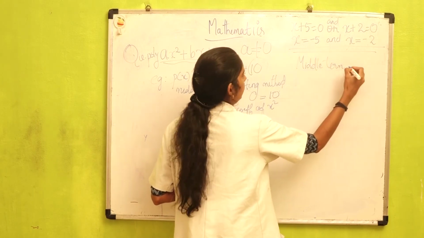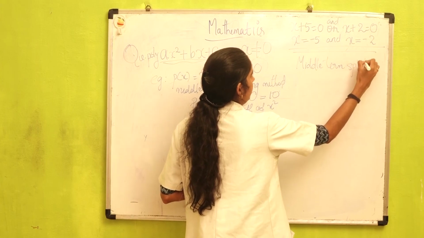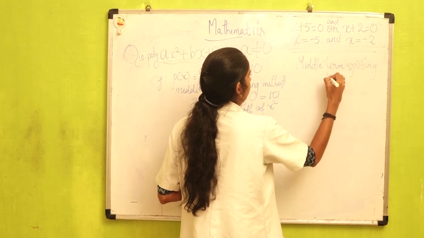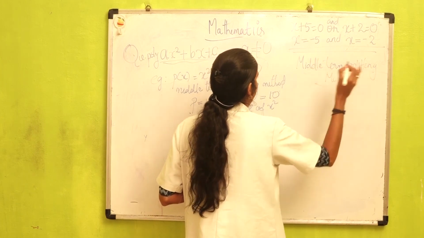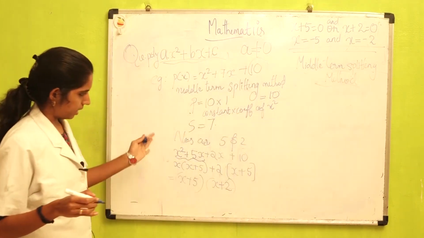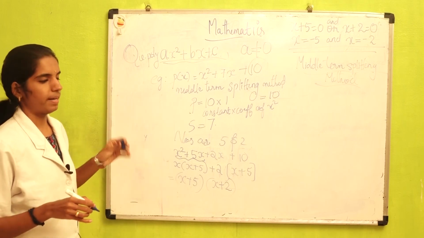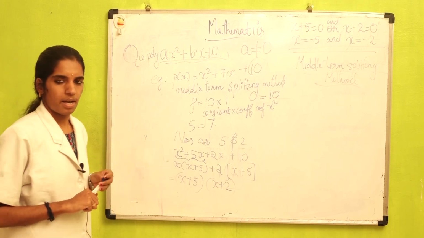Did you get the idea? Middle term splitting method. So we split the middle term and you should find the product and sum and the corresponding numbers and just factorize it. Okay, and we move on.